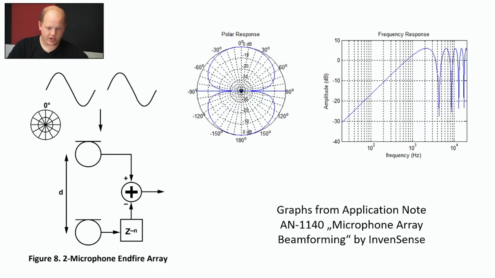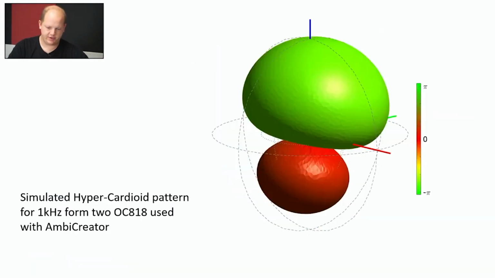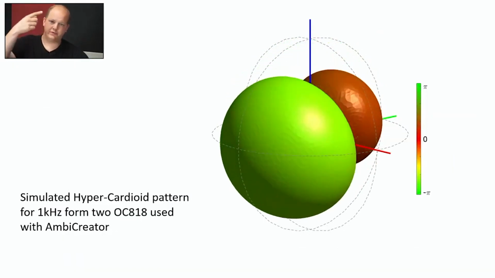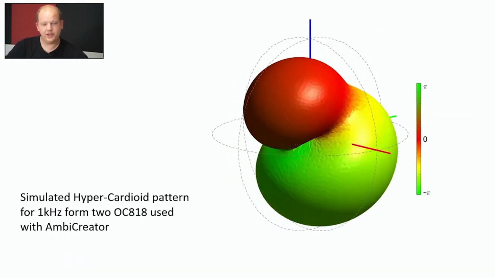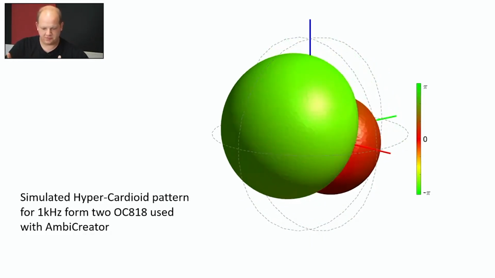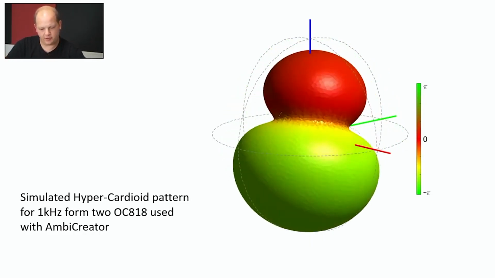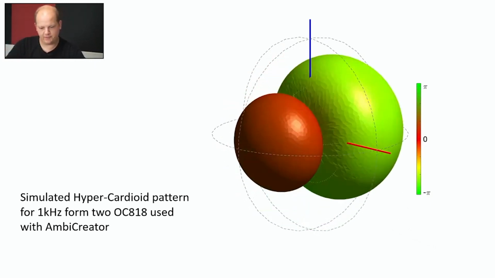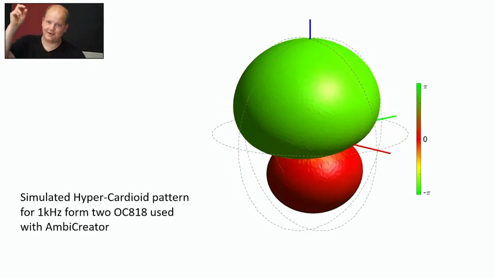What I will show you now is how a simulated hypercardioid looks like from our OC818 array with the AmbiCreator steering around the vertical plane. It's at 1 kHz and it's a simulated hypercardioid. So you can see that it's really looking like a nice hypercardioid throughout the whole vertical plane. It can listen, let's say, upwards, it can listen downwards.